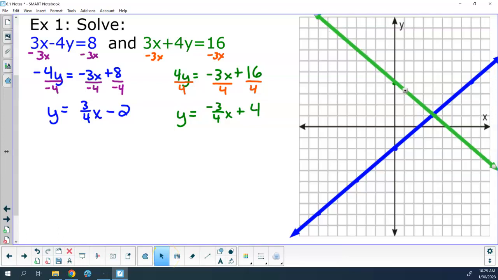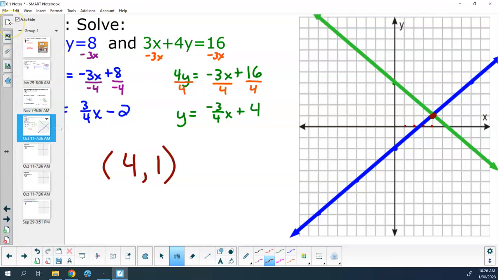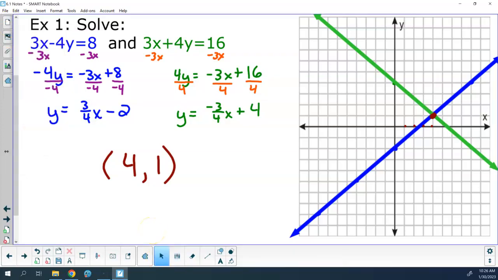Where they intersect, that is our solution. So I see our solution being at this point right there. That point would be 4, comma 1. Quick check. 3 times 4 is 12. 4 times 1 is 4. 12 minus 4 is 8. It checks in the blue line.